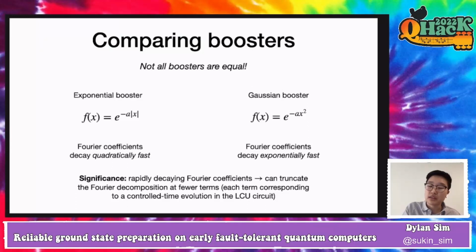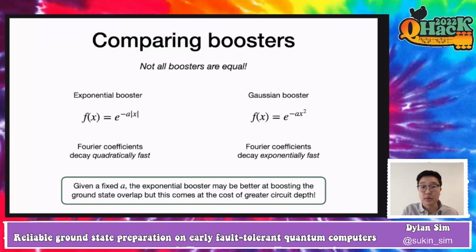And so, put another way, given a fixed A, the exponential booster may be better at boosting the ground state overlap, but this comes at the cost of greater circuit depth. So it really depends on, of course, the quality of your device and what type of depths your quantum device can reliably implement. But depending on that case, the Gaussian booster might be a better candidate.